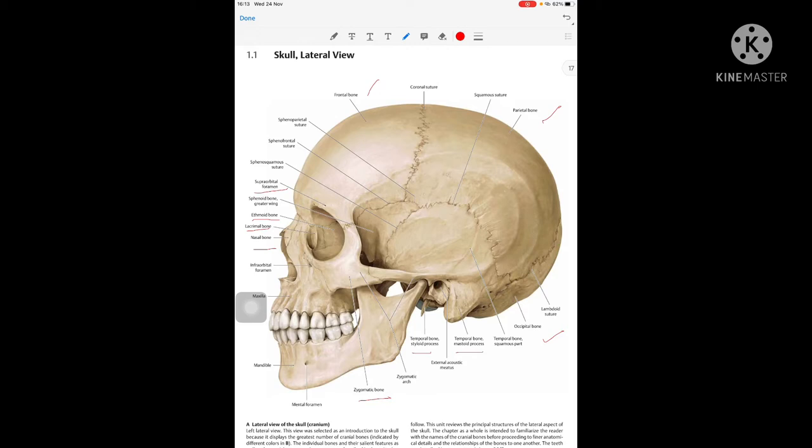So we are studying the sutures. In between the frontal and parietal bone, the coronal suture is present, and the squamous suture is present here, and the lambdoid suture is present between the occipital bone and parietal bone. The sphenoparietal suture is seen on this side, and the sphenofrontal suture is present, and the sphenosquamous suture is present here.